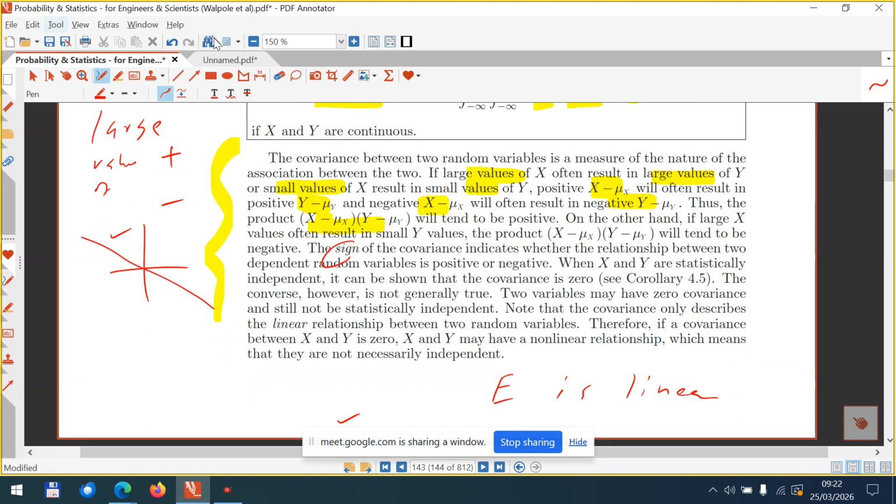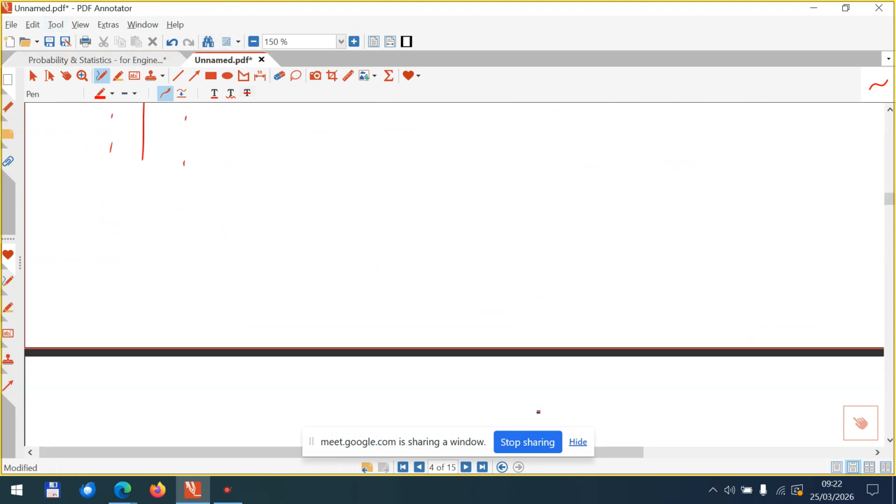So if the covariance between two variables is very small, then what we can say is that they are not related linearly. They may be related non-linearly.